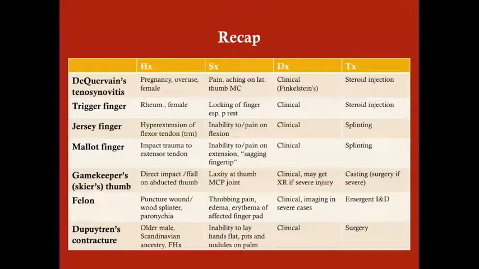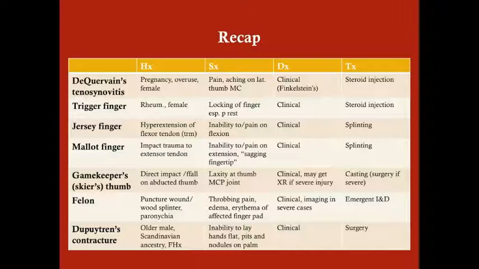Jersey finger is a hyperextension of the flexor tendon, and it's usually due to some kind of traumatic event. Because of the hyperextension of the flexor tendon, you have damage of the flexor tendon, and this is going to result in an inability to flex or pain on flexion. The diagnosis, based on the history, symptoms, physical exam, is going to be clinical. The treatment is splinting.